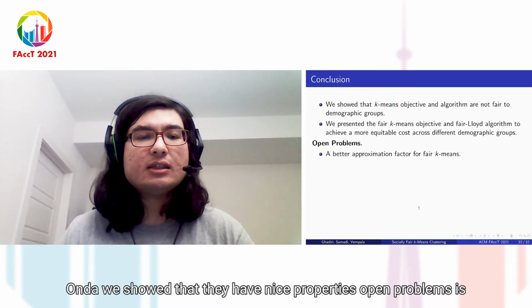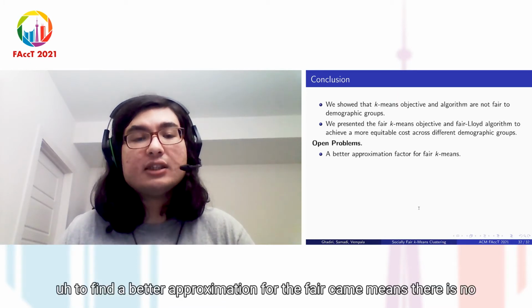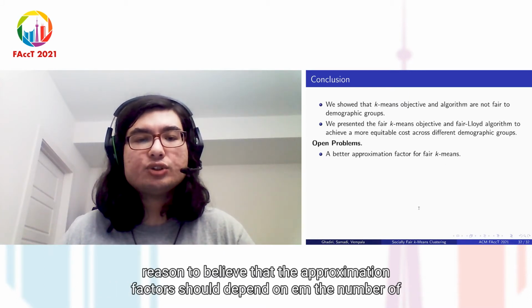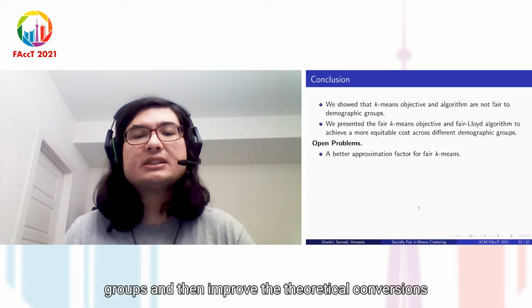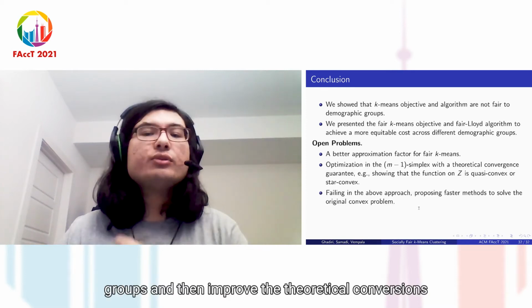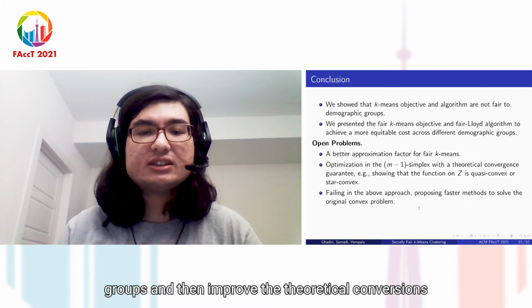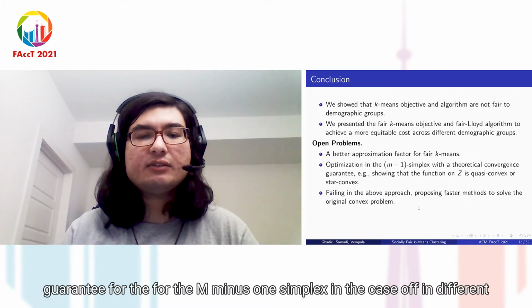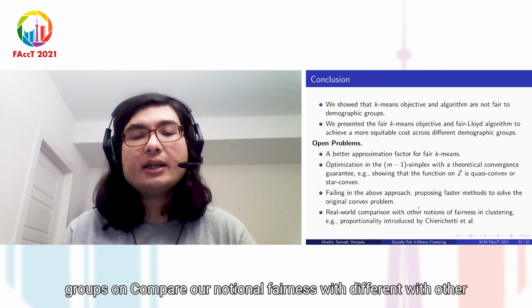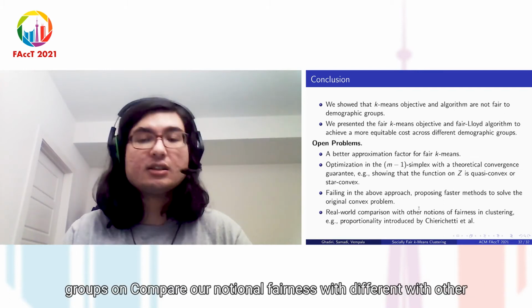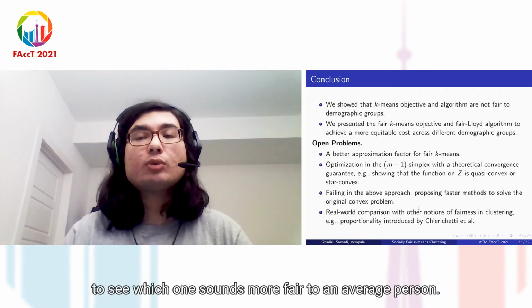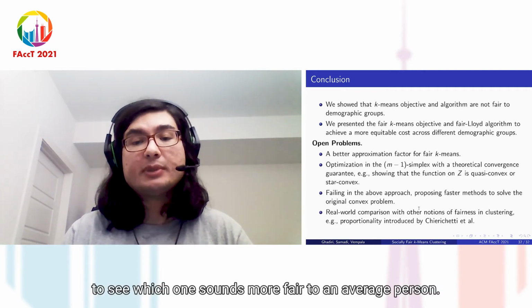Open problems are to find a better approximation for the fair k-means, as there is no reason to believe that the approximation factor should depend on m, the number of groups, and to improve the theoretical convergence guarantee for the m minus one simplex in the case of m different groups, and to compare our notion of fairness with other notions of fairness to see which one sounds more fair to an average person.